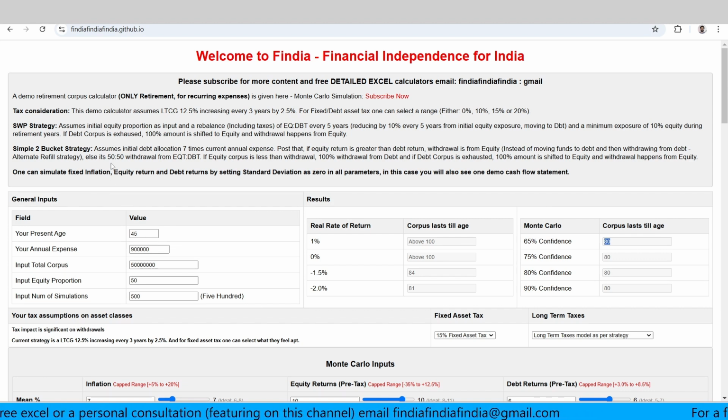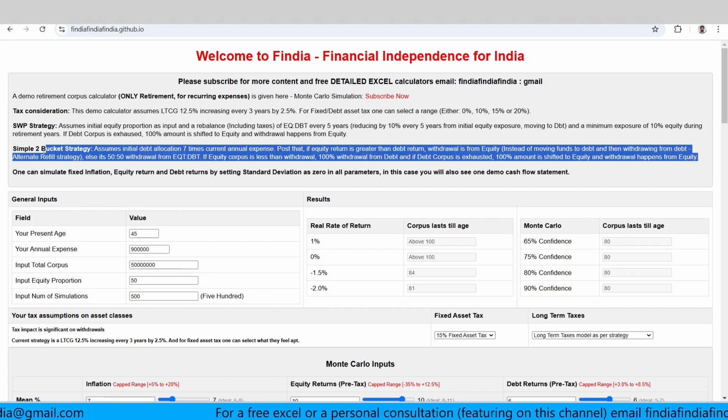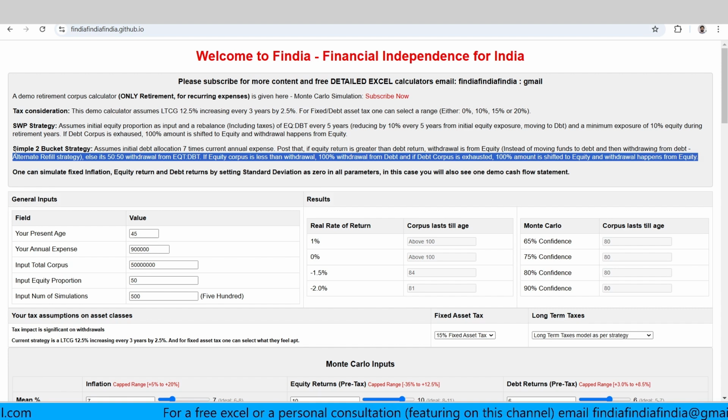Somebody might say, I don't want 50-50 withdrawal from equity and debt. You refill only if equity is higher than the mean that we have submitted. We can go ahead and check n number of things. So what I'm planning is, you can play with this calculator for the time being. I'm planning to make a similar tool to what you are seeing right now, so that you can design your own strategies. That will be the best thing.